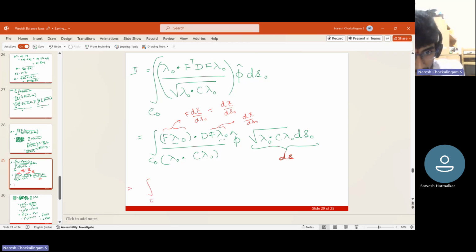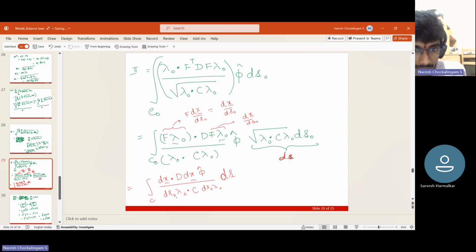So you get this as the integral over c of dx dot D dx phi cap divided by ds naught lambda dot C ds naught lambda, and this entire thing will become ds.